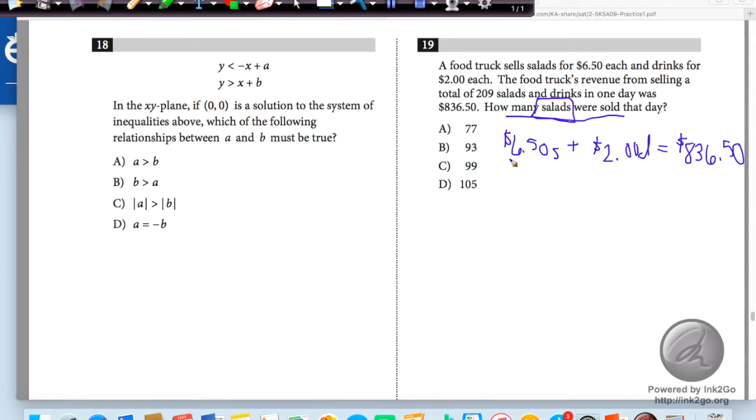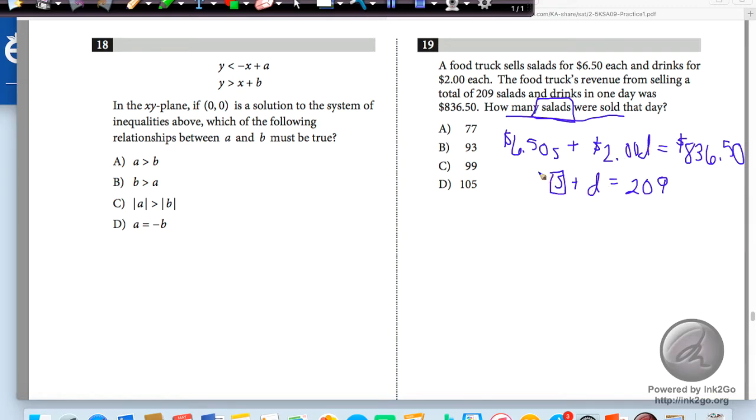So my first equation is 6.50S plus 2D equals 836.50. And my second equation is S plus D equals 209. So this is my money amount, and this is my quantity amount, or my total. And the whole goal is to solve for S. So I want to figure out a way to solve for S by eliminating D. If I can eliminate D, I save a lot of time rather than doing it the reverse.